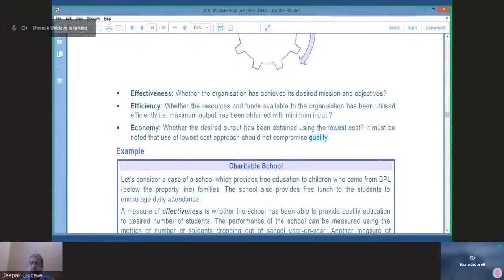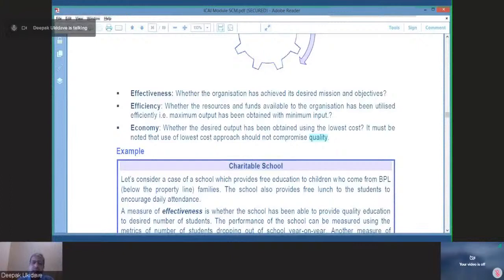The lowest cost approach should not compromise the quality. That goes without saying. There is always a trade-off or a paradox. It is a typical situation that when you are trying to lower the cost, trying to optimize the use of resources and lowering the cost, the quality may get hampered. That quality should not suffer. The quality of the finished product, the quality of the service you are providing to the end user, should not get hampered, because that is the purpose of setting up a charitable organization.